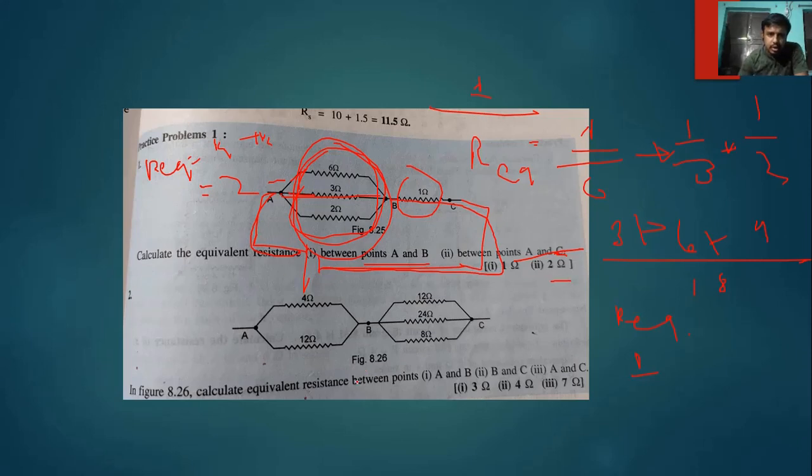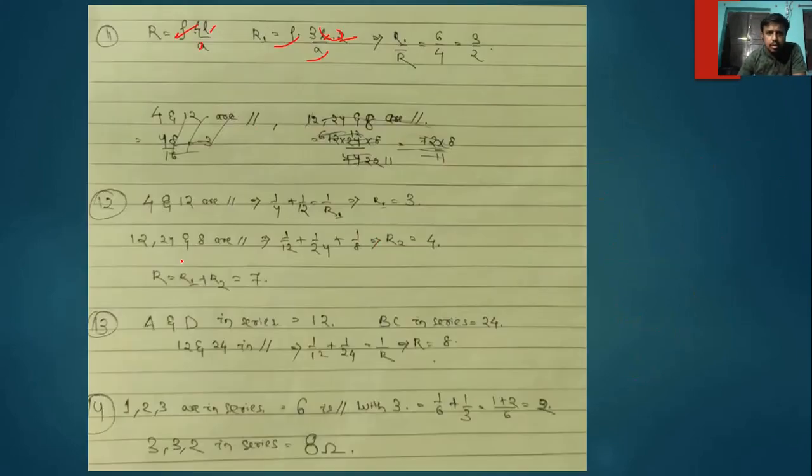In the next question, 4 and 12 are connected to the same positive and same negative, so they are parallel to each other. And this set, 12, 24 and 8, are also connected parallel to each other. Both of these equivalents are connected end to end, so they are in series with each other.